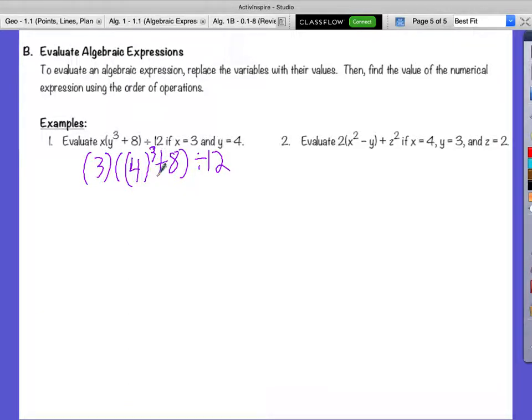An exponent here, right? We need that 4 to the third inside the parenthesis, then we'd have to add. So 4 to the third, that's 4 times 4 times 4. Anyone know what that is? 64. You'll have everything else stay the same.